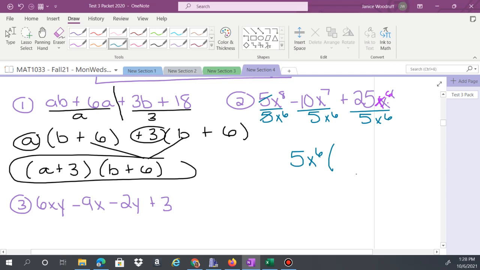8 minus 6 will give us 2, so that's x squared. 10 divided by 5 is 2, so minus 2. And then x to the 7 minus 6 would be x to the 1st. And then here, these x to the 6 cancel. 25 divided by 5 is 5. So we're left with x squared minus 2x plus 5 in parentheses.